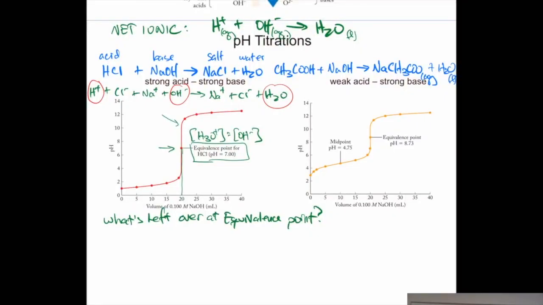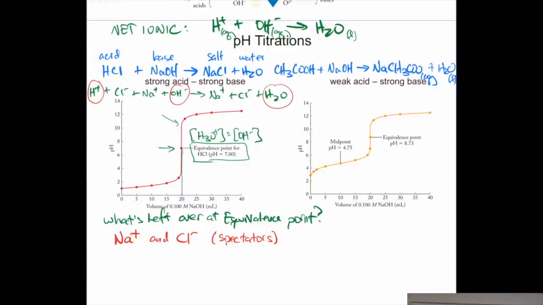Yes, the water's there, that's true. What else? The sodium and the chloride, right? We've been ignoring them. We've been shaming them by calling them spectators, but they're actually what's left over at the equivalence point, the spectator ions. In fact, by definition, that's what you would expect of spectators. They weren't involved in the reaction.